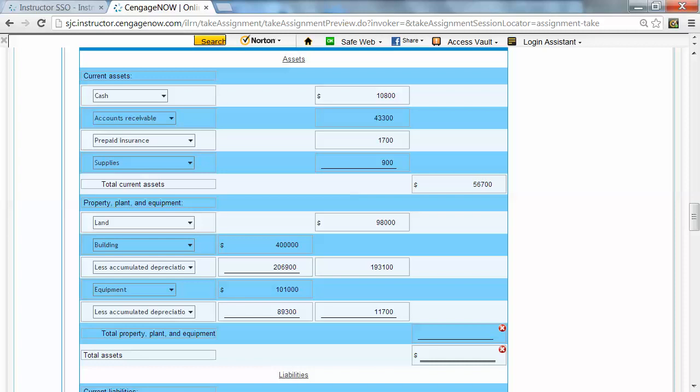So I've come up with the net book value of the equipment, the net book value of the building, and the original cost of the land. I'm going to add these three together to come up with my total property, plant, and equipment. And the total assets then would be my total current assets plus my property, plant, and equipment. Adding those together, $552,600.